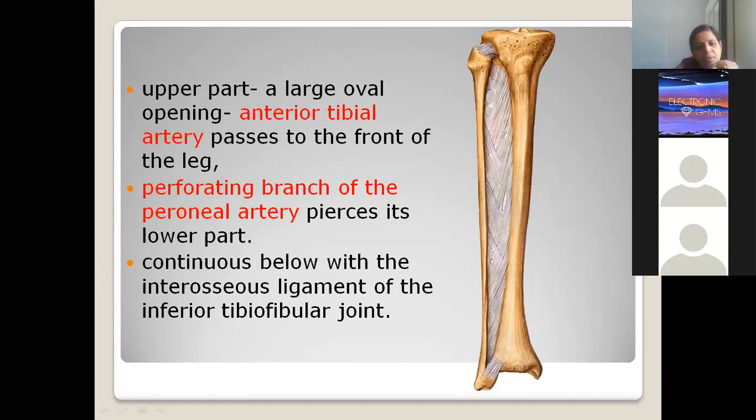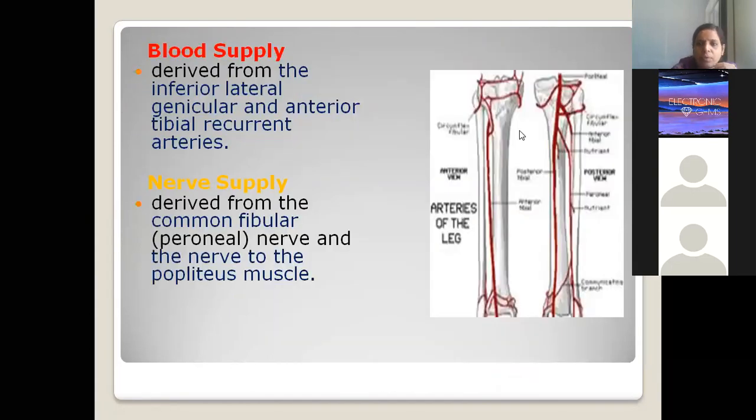See, the popliteal artery, when I discussed it, I showed you, divides into two terminal branches, no? It divides into the posterior tibial artery and the anterior tibial artery. The anterior tibial artery moves in front of the leg through the opening in the interosseous membrane, that oval opening. Posterior tibial artery supplies the posterior compartment of the leg. The posterior tibial artery's branch is the fibular artery, also called the peroneal artery.